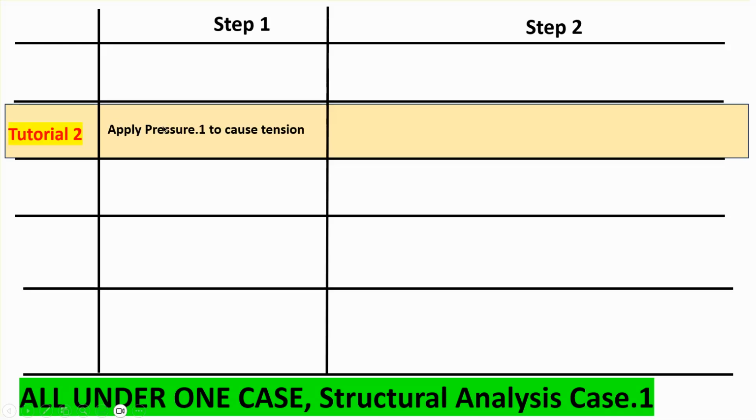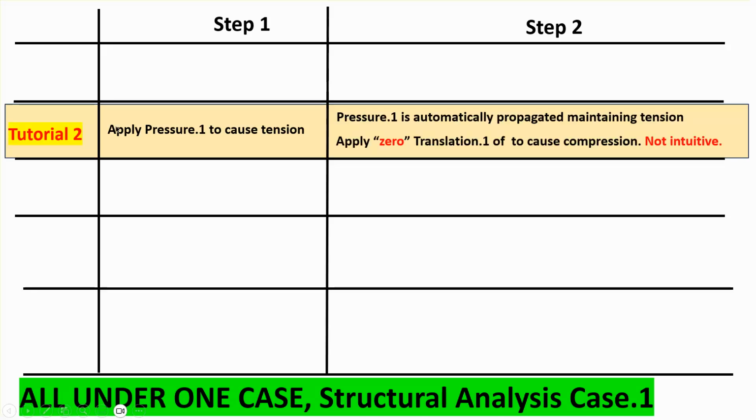And because of what we know from the 3DEXPERIENCE FEA solver, essentially Abaqus, the boundary condition that you apply here, or the load that you apply, is automatically propagated to the next step unless you decide to delete it or modify it. So what happens is that this pressure of 1000 tension is automatically propagated into the next step, step 2.